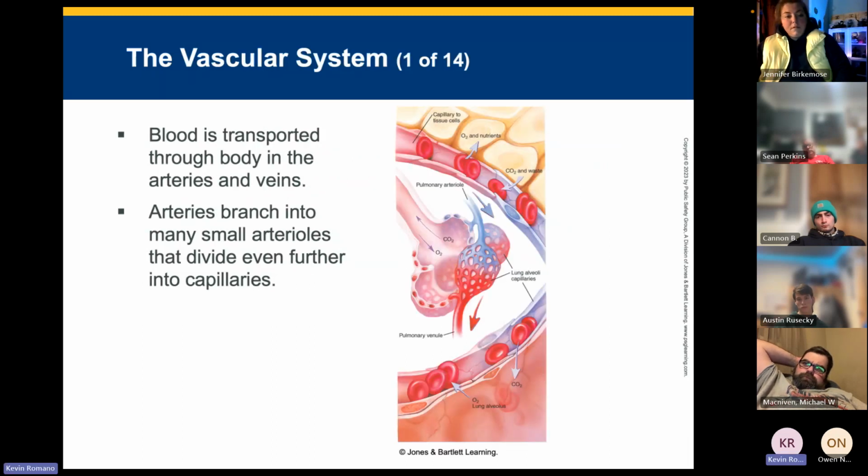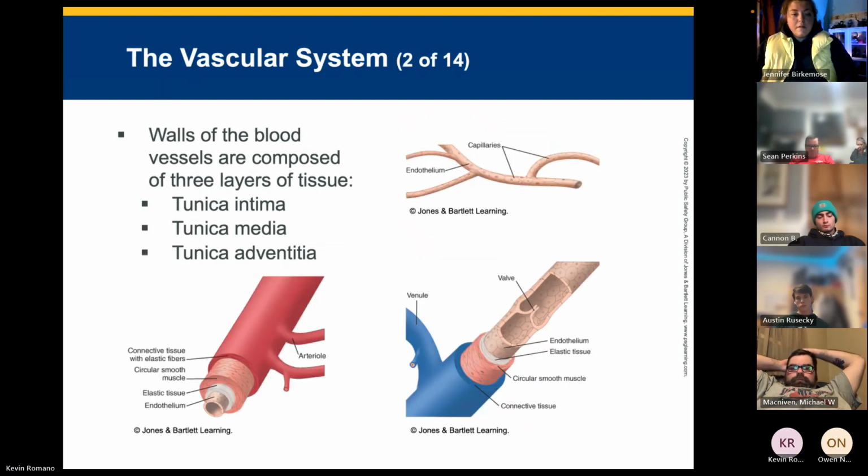So the vascular system, the blood is transported through the body in the arteries and veins. So the arteries branch into many small arterioles and divide further into the capillaries. This is all BLS review.